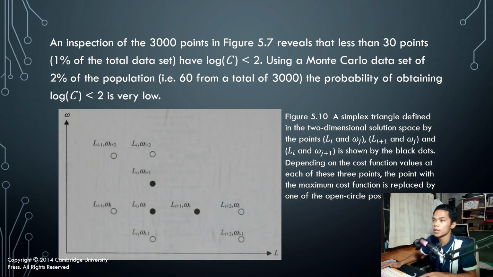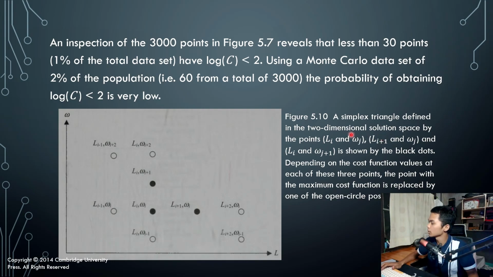Okay, an inspection of 3,000 points in figure 5.7 reveals that less than 30 points, 1% of the total data set, have a logarithmic C less than 2. Using a Monte Carlo data set of 2% of the population, that is 60 from a total of 3,000, the probability of obtaining logarithmic C less than 2 is very low.